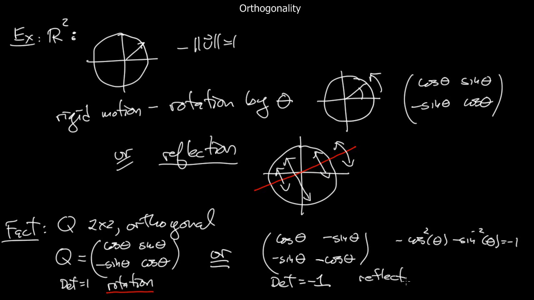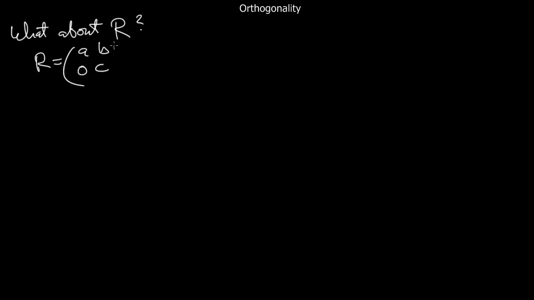And every orthogonal transformation of the plane, every 2 by 2 orthogonal matrix, is one of these. So in a way, these are very easy to understand. They're simply rotations and reflections. So let's think about this upper triangular matrix. In the 2 by 2 case, it looks like this. And remember, I'm saying that A and C are positive.